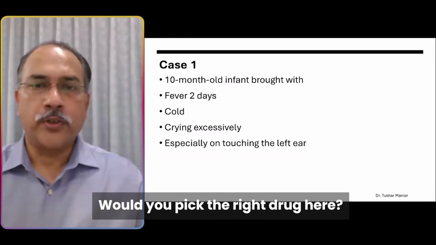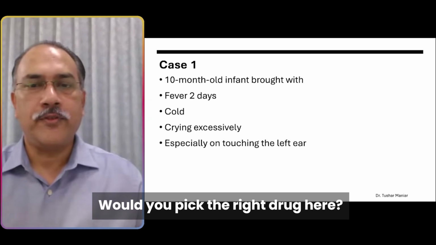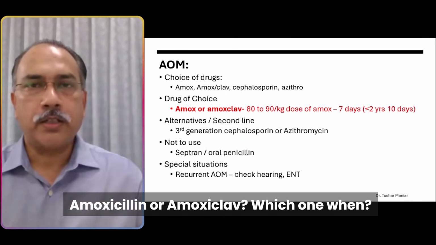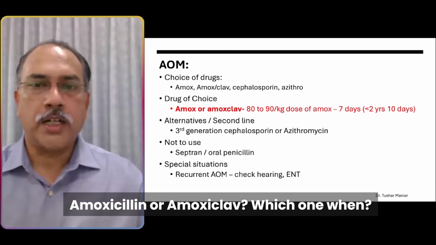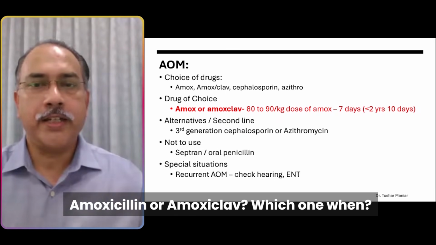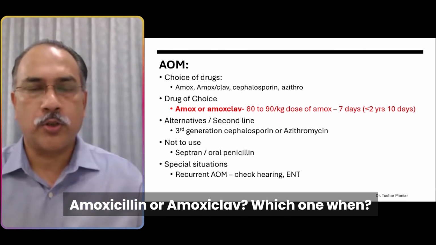We have a 10-month-old infant brought with fever for 2 days, cold, crying excessively, and especially while touching the left ear of the baby. But remember, the important thing is, when you are giving a drug for acute otitis media, amoxicillin base has to be 80 to 90 milligrams per kilogram.